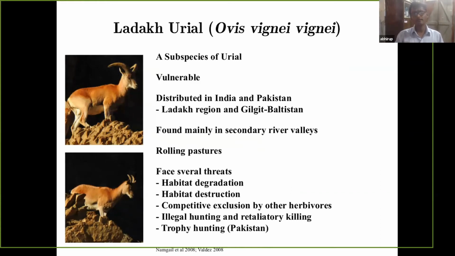What we have in India is the subspecies Ovis vignei, which is considered Ladakh Urial, and this is also a vulnerable ungulate. Now they are mostly distributed in India and Pakistan, mostly in Ladakh region and Gilgit-Baltistan in Pakistan. Our studies show that they are mainly found in secondary river valleys, and they face several threats like trophy hunting, habitat destruction, and habitat degradation. So it's really important to understand their status.